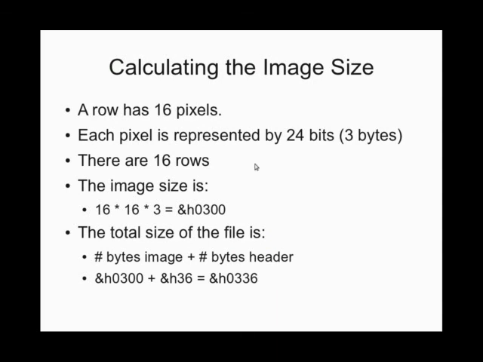We can see that a row has 16 pixels. Each pixel is represented by 24 bits, 3 bytes. There are 16 rows, so we can calculate the image size as 16 times 16 multiplied by 3. If we represent this in hexadecimal, the value is 0300. And the total size of the file is the number of bytes of the image plus the number of bytes of the header. So the total amount is represented in hexadecimal as 0336.